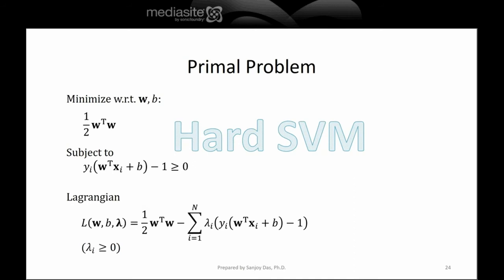This is the primal problem for the hard margin SVM. The objective function is half W transpose W, and these are the constraints, one for each point: yi times (W transpose xi plus b) minus 1 should be greater than or equal to 0. We have a Lagrangian. So the objective function half W transpose W is here, and this is the constraint appearing here, and it's multiplied by the Lagrange multiplier lambda i, and lambda i is greater than or equal to 0.